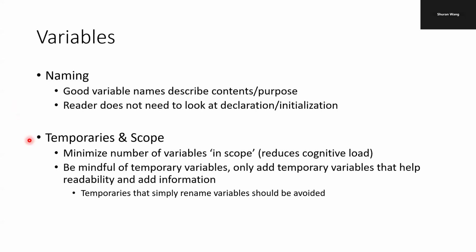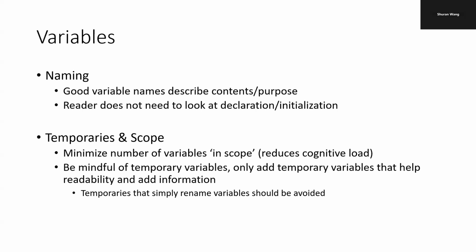That's naming. As for temporary variables and scope, remember we want to reduce the cognitive load every time you're reading through your program at each timestamp. You should be minimizing the number of variables in scope so that you don't have to go back to its declarations to know why you declared this variable this way.